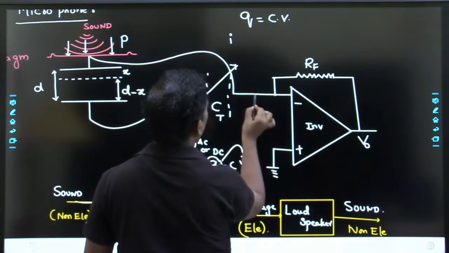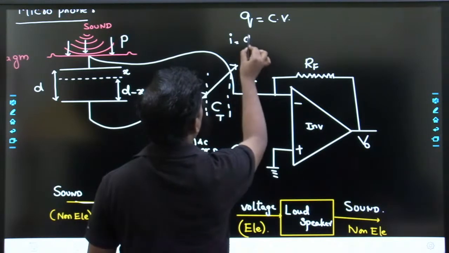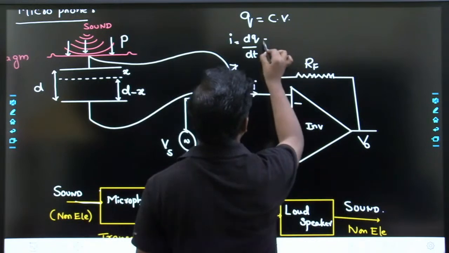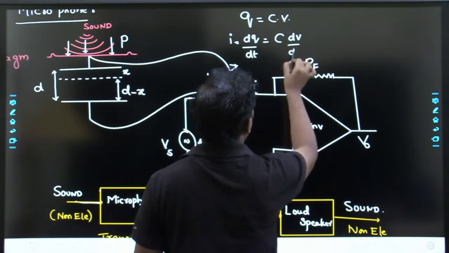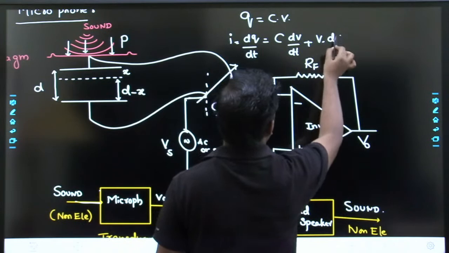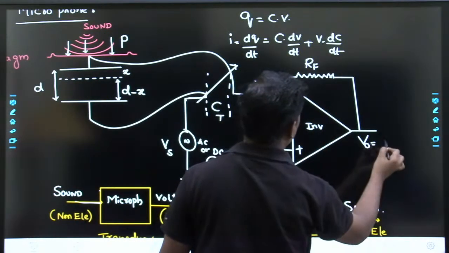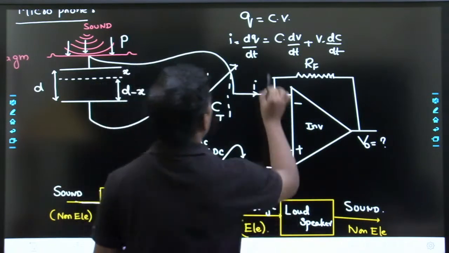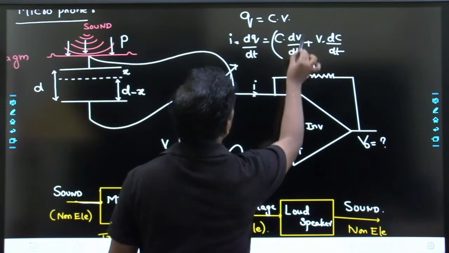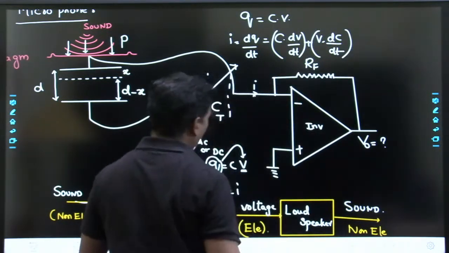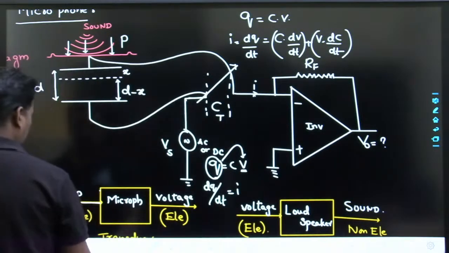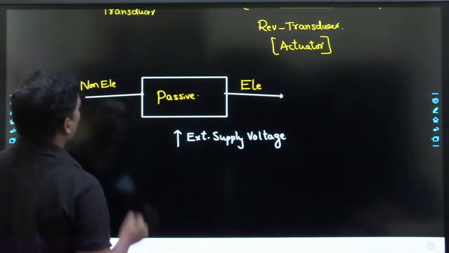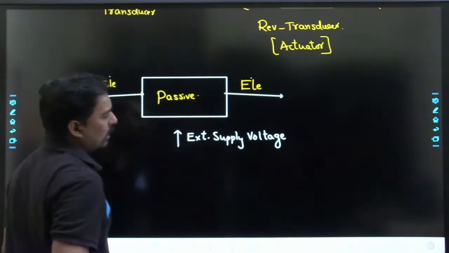If you are expecting current in this circuit, dq by dt should happen. dq by dt should happen means either the capacitance should change or the voltage should change. Then only there is a current possibility, my dear student. Is it clear? So if you are expecting the current, either this should be possible or this should be possible. That's why I am using some excitation. Clear?